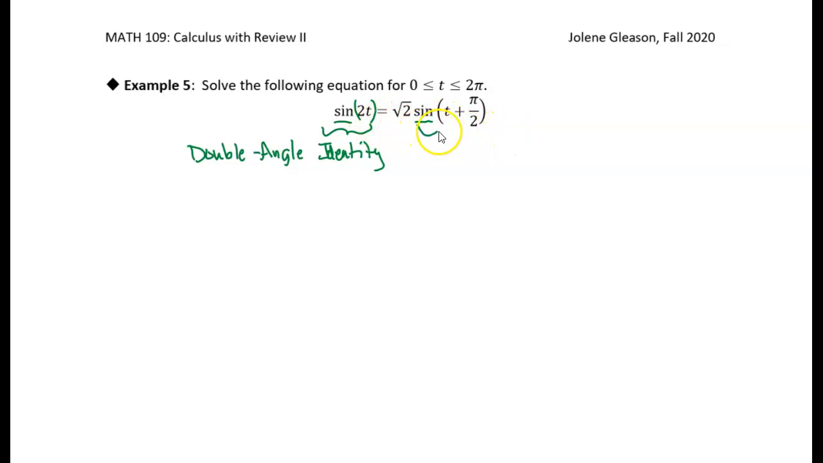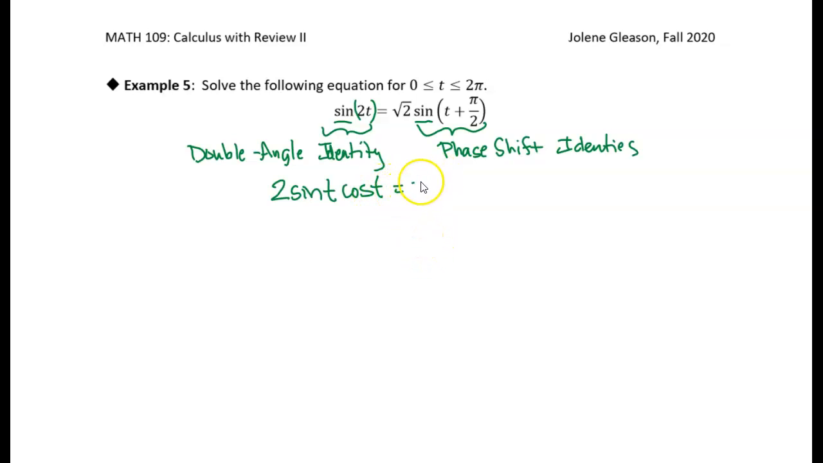Now for this other sine function, what I have is those phase shift identities. So I can use that to change that one. So what do I get when I do that? If I replace the sine of 2t with the double angle identity for sine, what I get is 2 sine of t cosine of t.